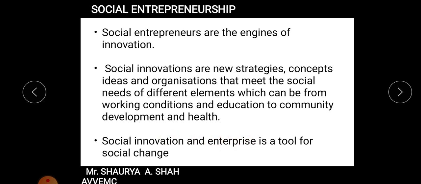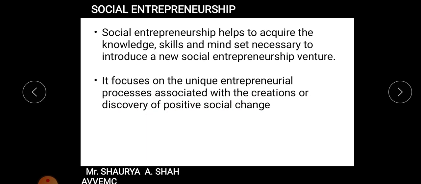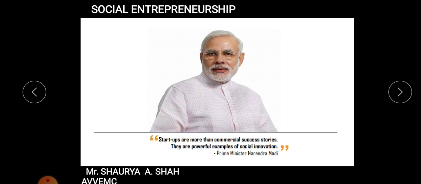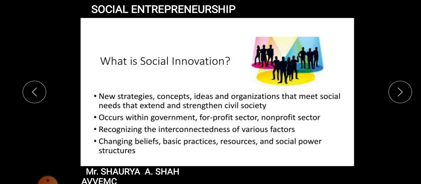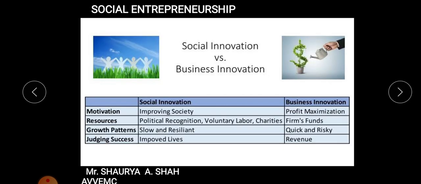Fine. In the meaning of social innovation, there are main things you need to remember. The first is strategies; new strategies are to be created. The second is concepts and ideas. Third is organizations. So new strategies, concepts, ideas and organizations that meet the social needs of different elements are known as social innovation. I hope it is clear, right? We saw the quote, then the meaning behind it. I hope it is clear to each and every student.